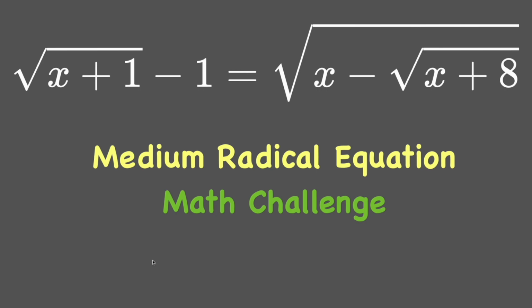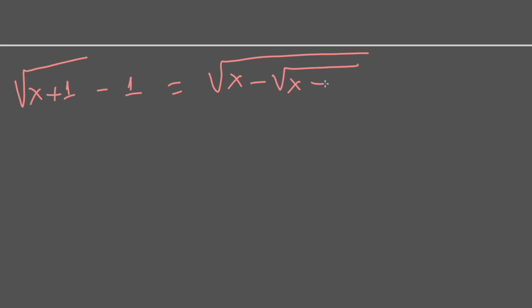Welcome back. The problem today is the next in radical equation, and this is quite an interesting problem. Let's get started. First of all, we have to consider the x condition, and then we rewrite the equation: square root of x plus 1 minus 1 equal to square root of x minus square root of x plus a.